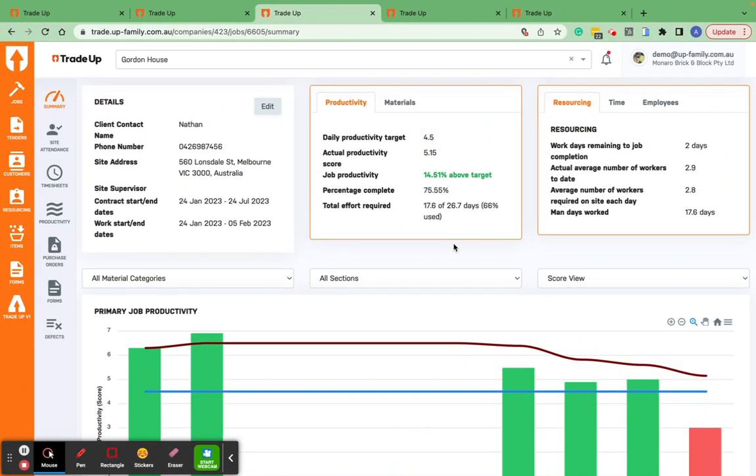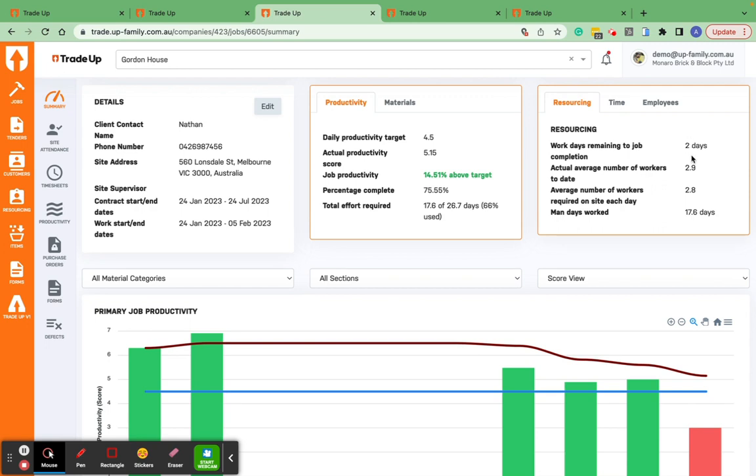Now, at the top here, by using TradeUp, the foreman on site can see some really good stats. Some things like he had 26 days to start with, he's used 17 days of those, so he's used 66% of his labour, he's 75% complete on the job, so that's great. It means he's 14% above his target. He can see the actual score right there if he wants to.